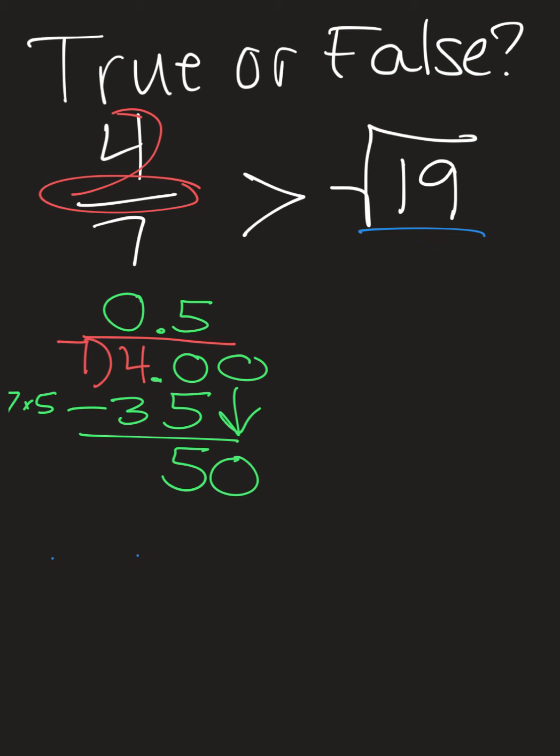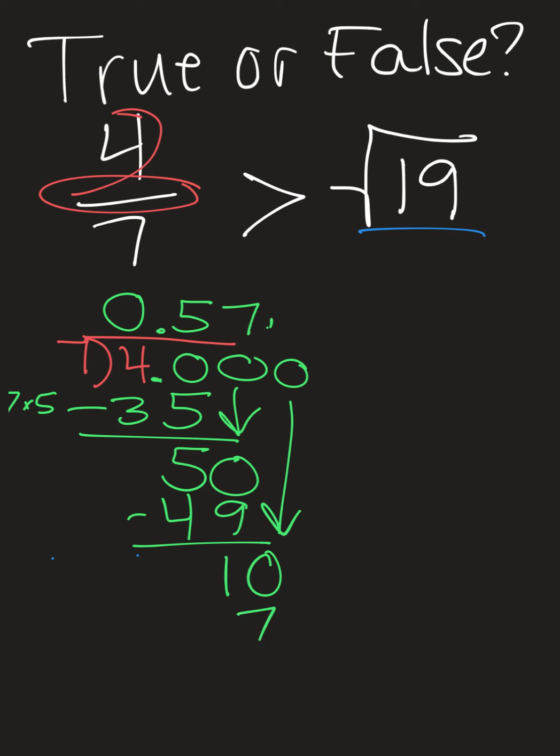How many times does 7 go into 50? Well, that goes in 7 times, so I have 49. I can keep going here, and I can go pretty long, actually. But this will end up being a repeating decimal eventually. Okay? So we end up with approximately 0.571 and so on and so forth. I'll put a dot, dot, dot there.